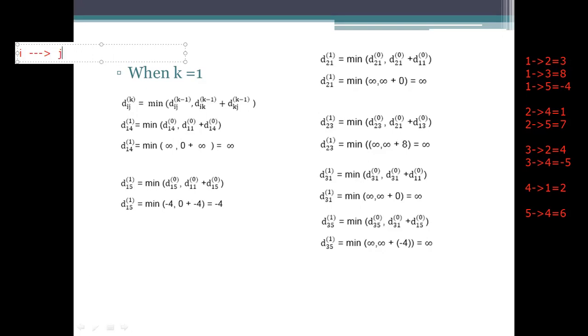Okay, and we need to calculate the minimum path between the actual path and the path which is chosen for the intermediate vertex or the intermediate node. Okay, these are the two ways we need to consider.